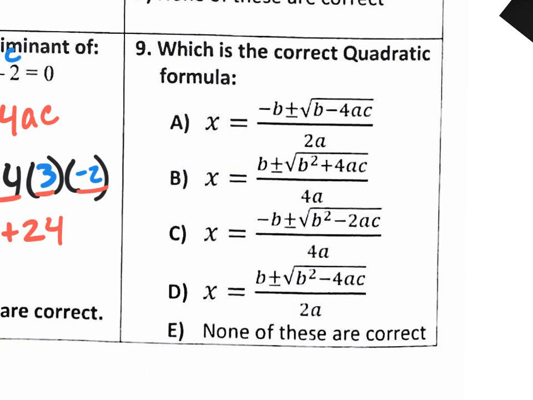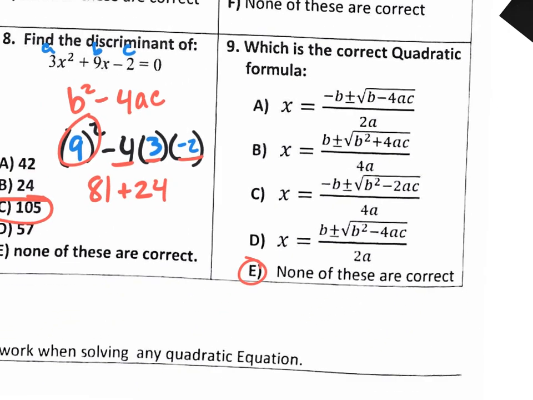Number 9, which one's the correct quadratic formula? D? E. None of these are correct. What's wrong with D? It doesn't have that minus in front. Yeah, it has to be a negative b plus or minus square root of b squared minus 4ac divided by 2a. Okay, so keep that in mind. Be able to identify the correct quadratic formula.